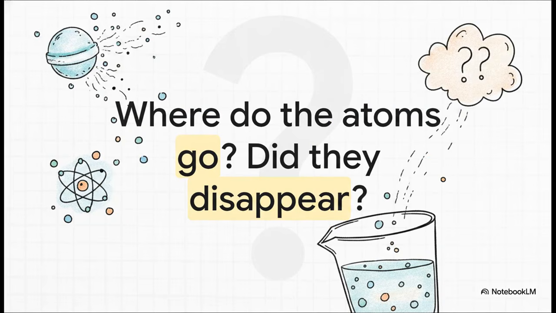Which brings us to the absolute core question of this whole explainer. As that bath bomb fizzes away to nothing, where do the atoms actually go? Did they just pull a disappearing act? Are they gone forever? Or are they just hiding somewhere else in the mix?